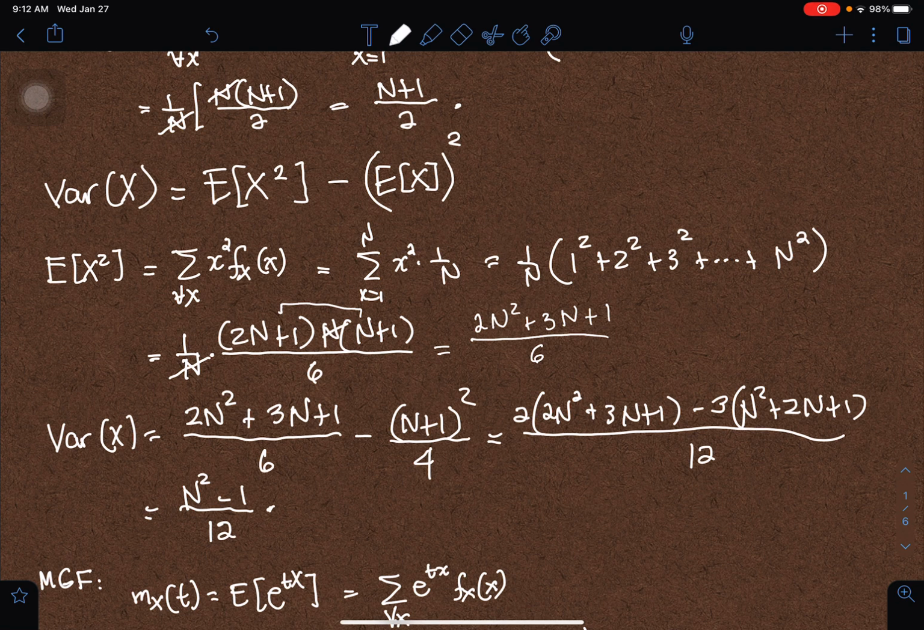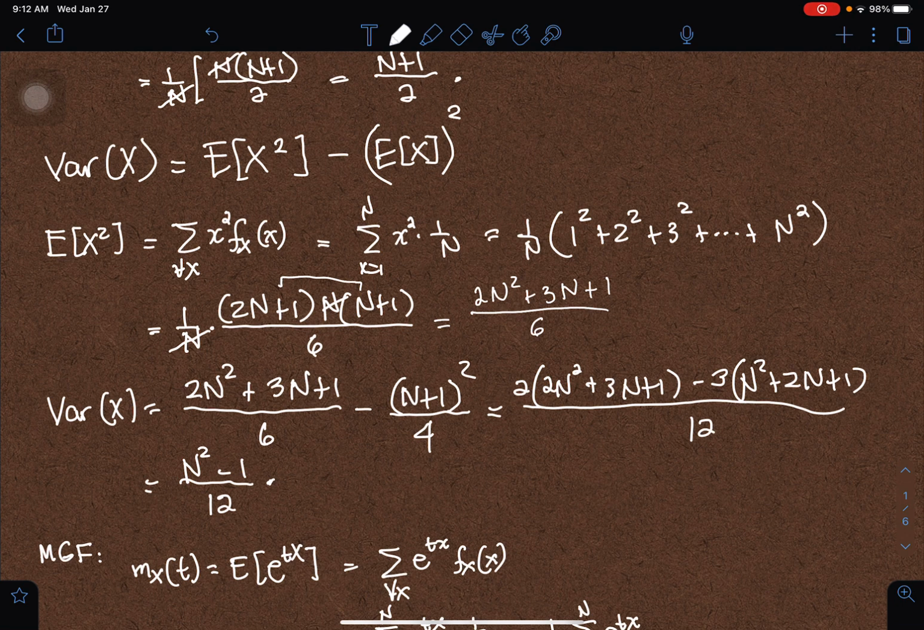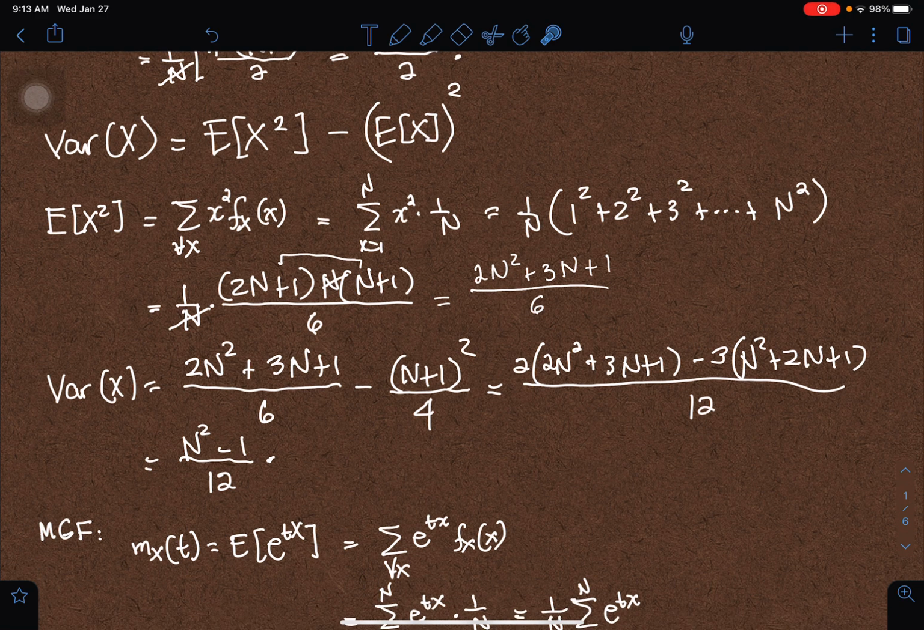Okay, so we substitute that to the variance formula. We will have Var of X is equal to (2n squared plus 3n plus 1) all over 6 minus the square of the mean. So we have (n plus 1) squared all over 4. So simplify that, we will get this expression right here, and so we will get the variance of X is capital N squared minus 1 all over 12. Okay.